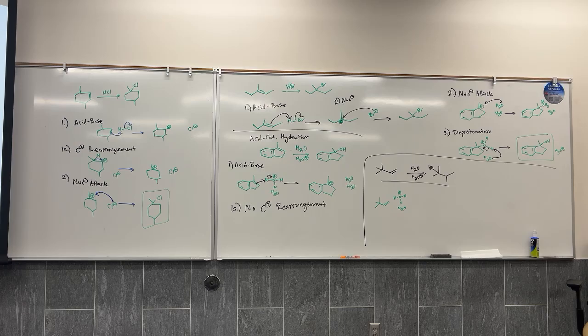So this is what I mean when I say you'd get partial credit in your mechanism, because your intermediate is correct. It's just no arrows. And also your positive charge. Great. Yes. Perfect.